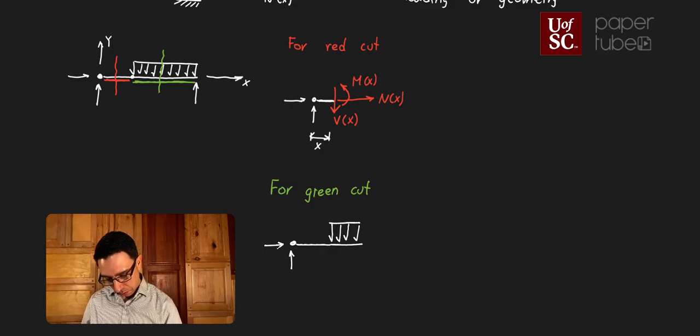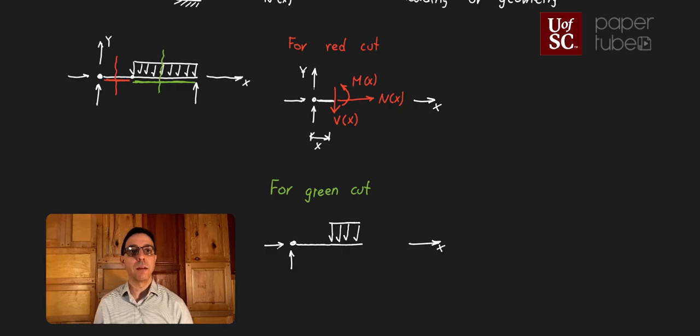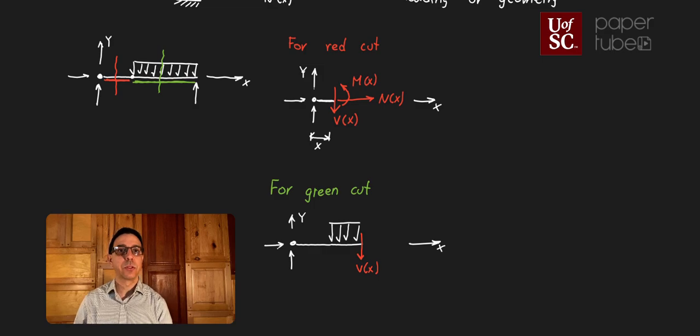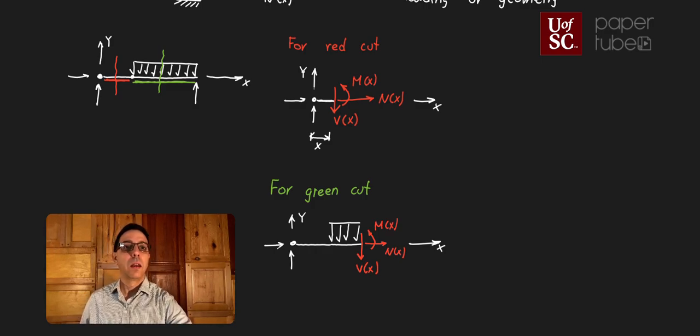right? Here is my x-axis. Forgot to do my x and y-axis over here. I'm going to make them x-axis, y-axis. Okay, here's my y-axis. And now I can draw my internal forces. So in this case, it's going to be my shear force. Again, the plan is to make this a function of x. My bending moment as a function of x. And my normal force as a function of x. This distance from this point to my cut is going to be x, right?